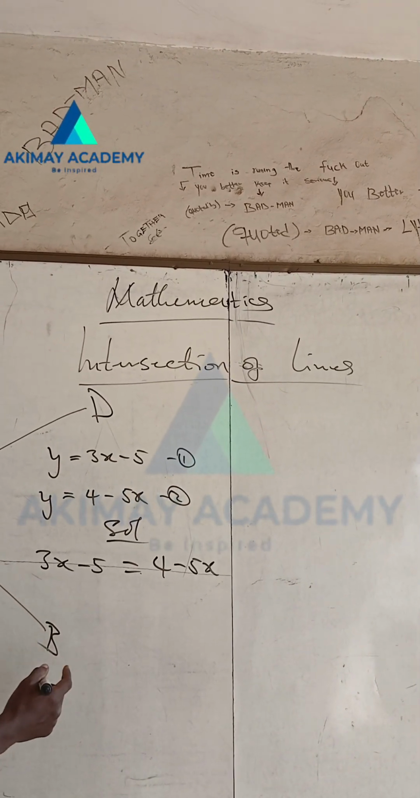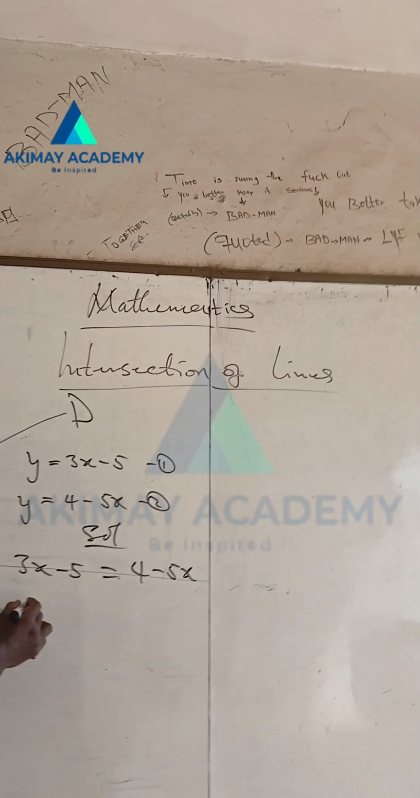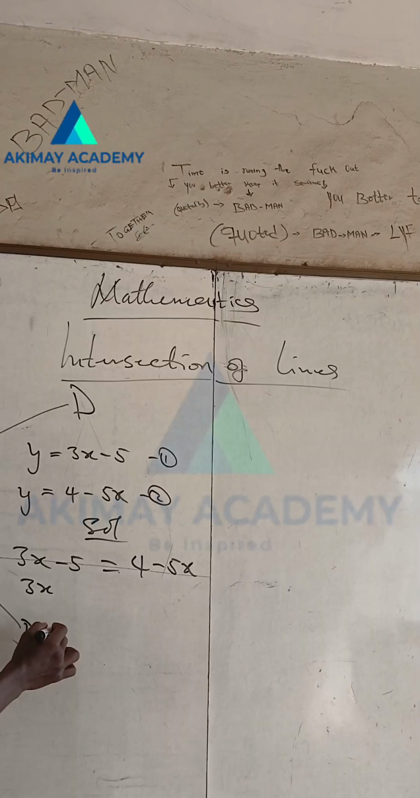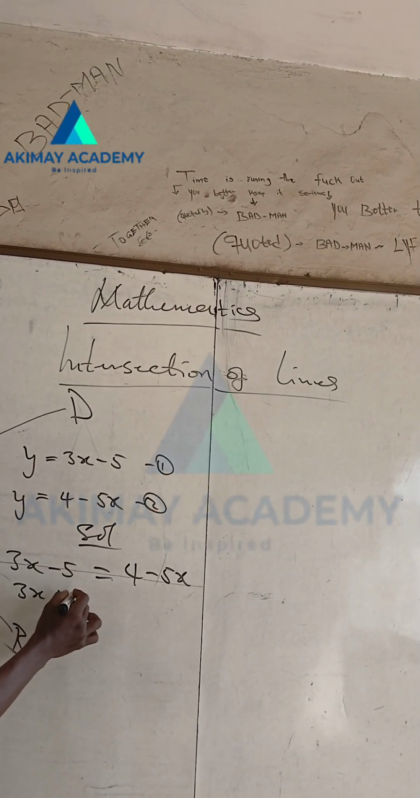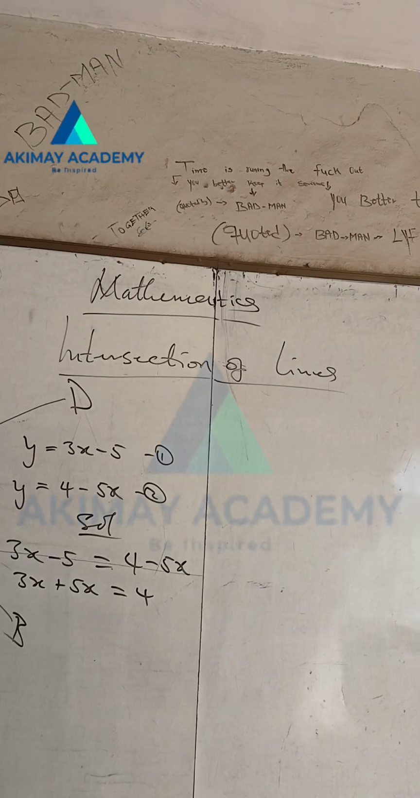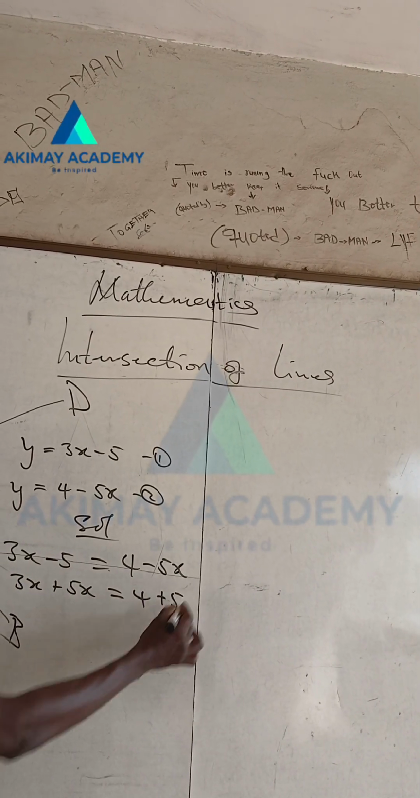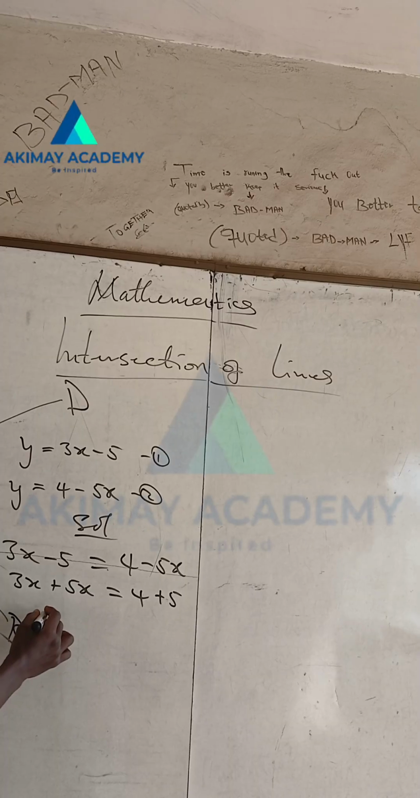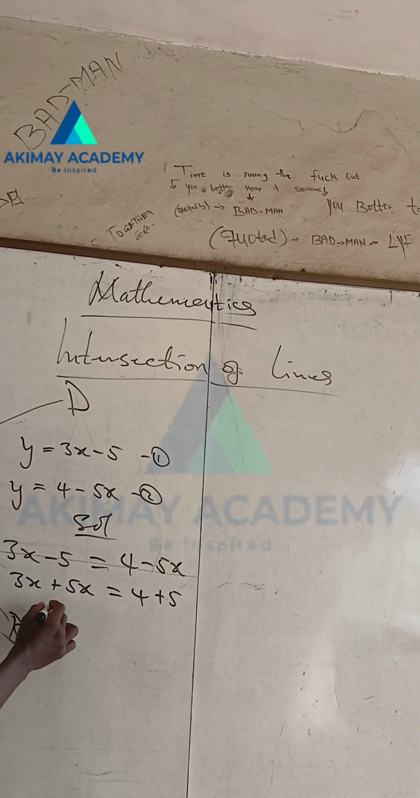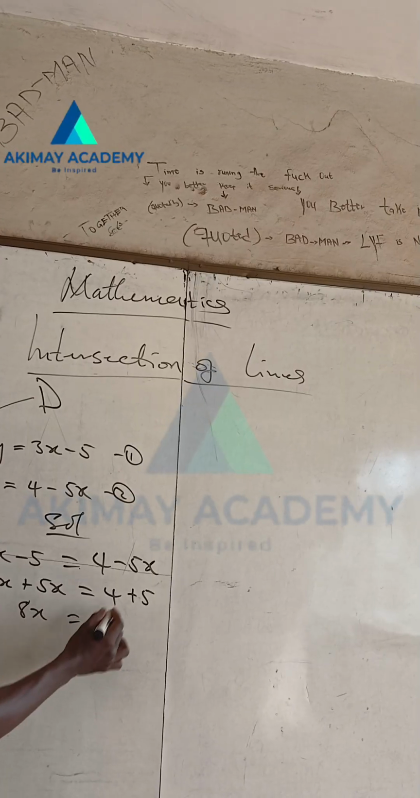Then we solve for our x. So we group like terms. We can bring our 5x over here. We have 3x plus 5x to be equals to, this 4 is already there. Send your minus 5 to the other side. We have plus 5. Over here we are going to get 8x equals 9.